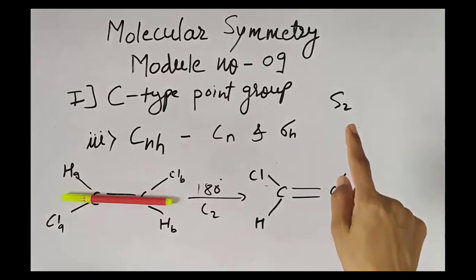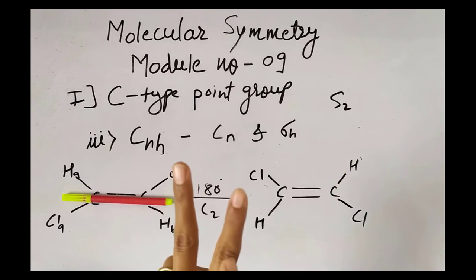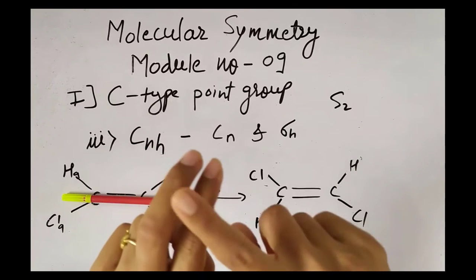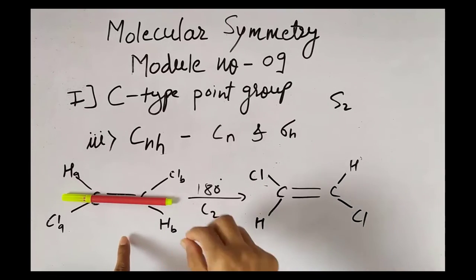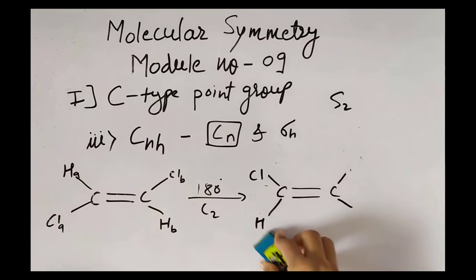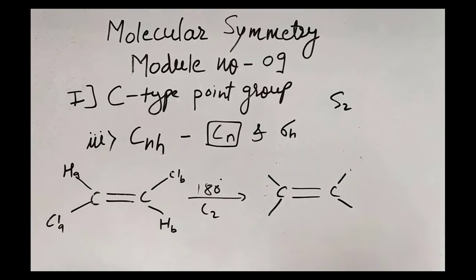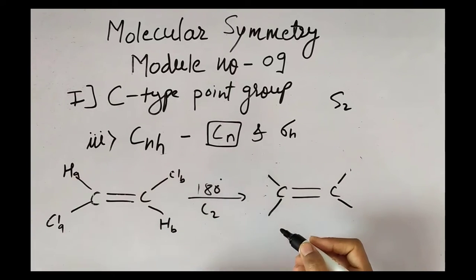What's the meaning of S2? It is rotation followed by reflection. Which means when you complete both actions, rotation followed by reflection, only then are you supposed to get the identical image. Are you getting it? If we are discussing only the Cn symmetry element, then you should get the identical image after doing only Cn. Cn means here n is 2. So it is C2. If we are doing C2 rotation on this molecule, then what image will you get?